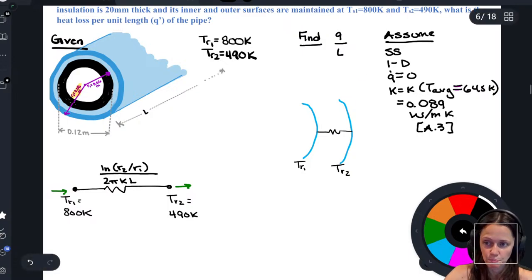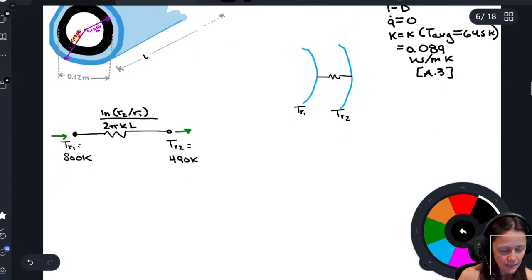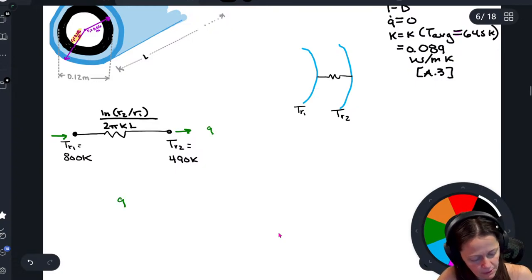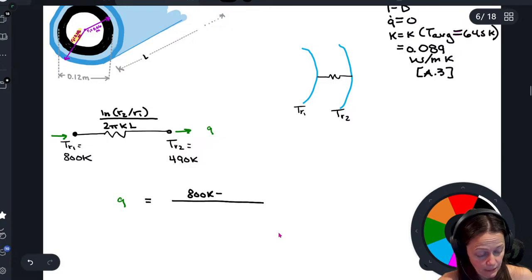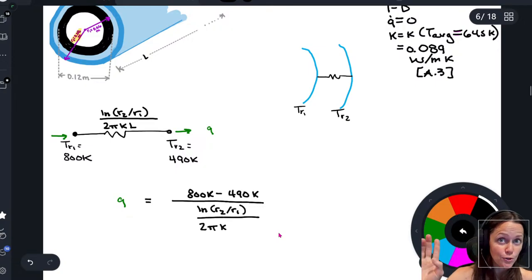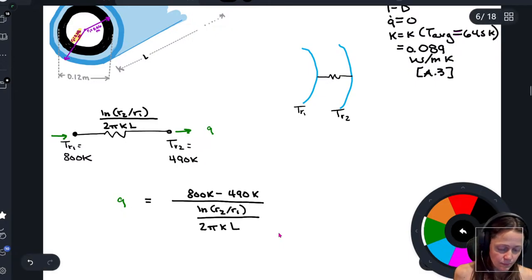All right, and so at this point, as I'm looking at my little circuit there, it looks like I have everything that I need except the length, but that's really not an issue. Let's see why. I know Q is equal to the temperature difference, so 800 Kelvin minus 490 Kelvin, and then I've got the thermal resistance on the bottom: natural log of R2 over R1 over 2 pi K, which I now know to be 0.089, times L. And that's all well and good.